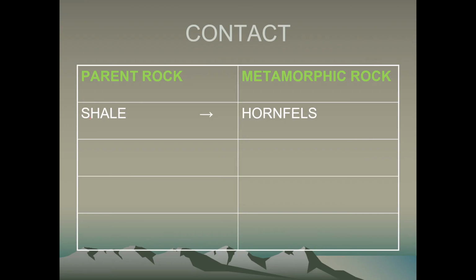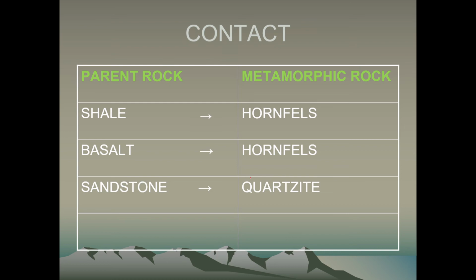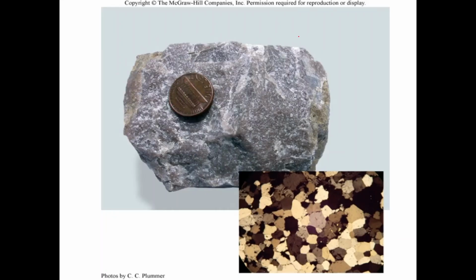So, let's talk about the parent rocks of metamorphic rocks that are caused by contact metamorphism. So, with the shale, I give it some contact metamorphism, I'll get a hornfels. With the basalt, I'll get a hornfels. With a sandstone, I'll get a quartzite. Quartzite, by the way, looks like this, kind of a sugary rock and very, very hard.